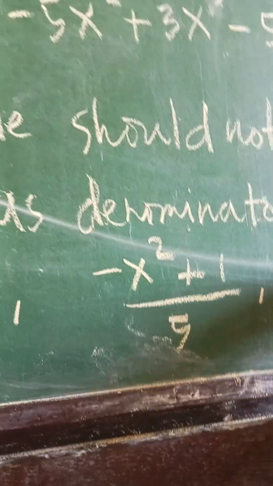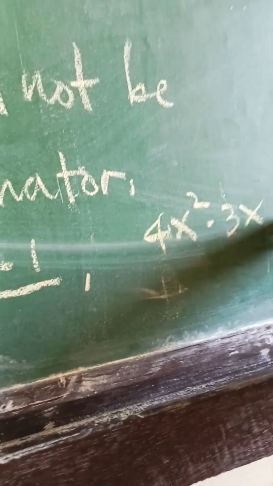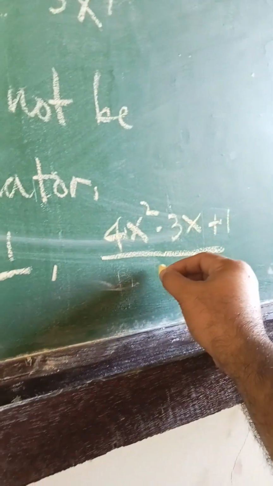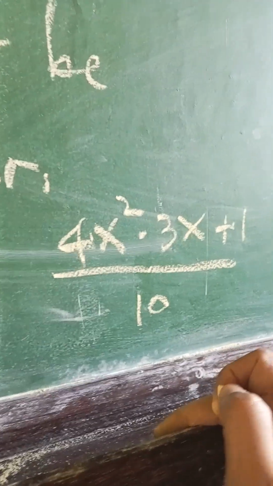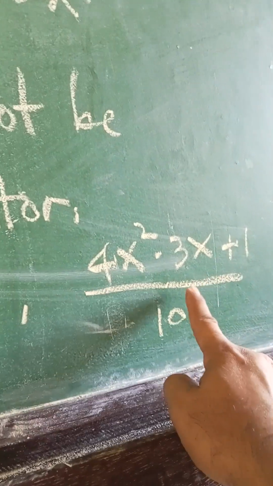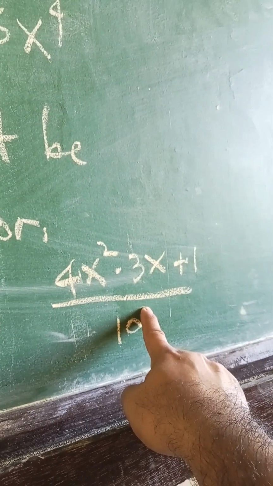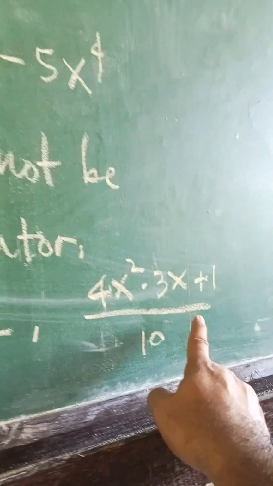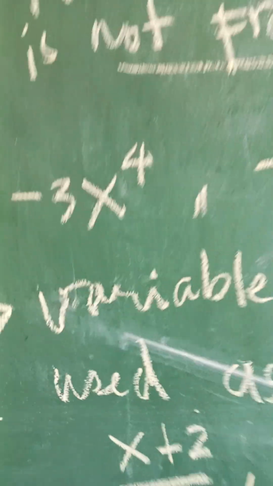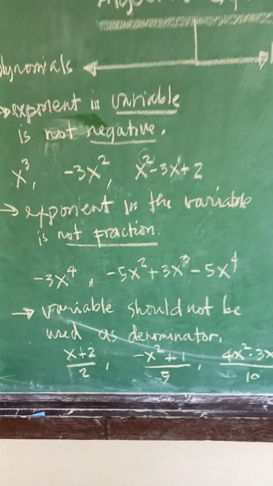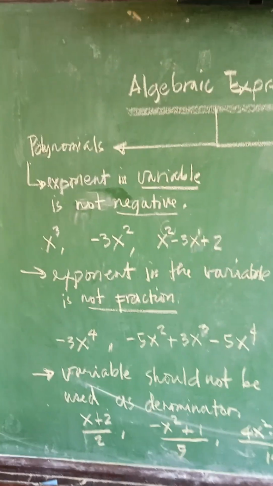Or you may have 4x squared minus 3x plus 1 over 10. Since again the denominator doesn't have any variable, this given algebraic expression is considered polynomial. So got it? Again, just remember these three concepts or characteristics of an algebraic expression so that you can consider them as polynomial.